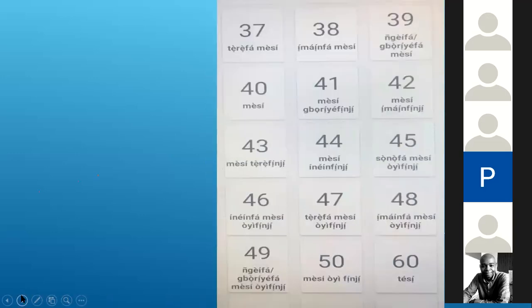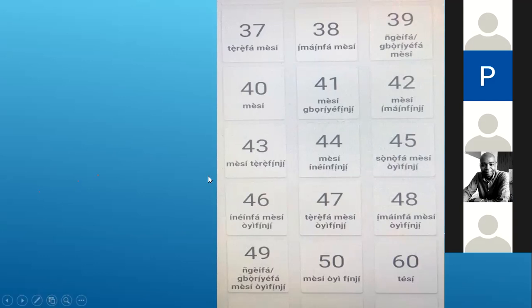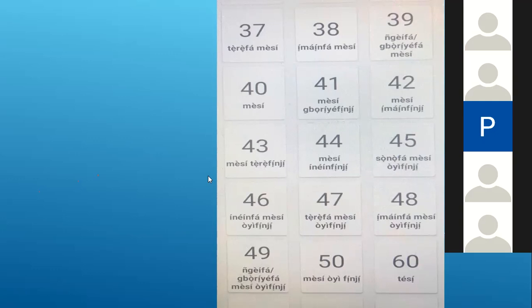What's 37? Terra Pharmacy. Who is speaking? Can you say it loud? Terra Pharmacy. Again? Terra Pharmacy. Okay. Is there anybody else who has not spoken this evening?